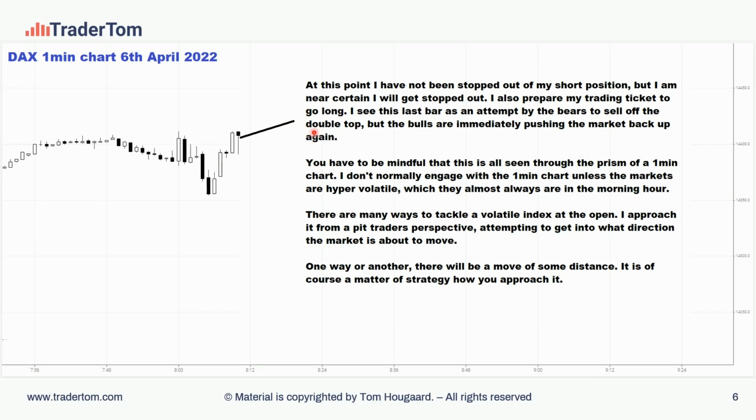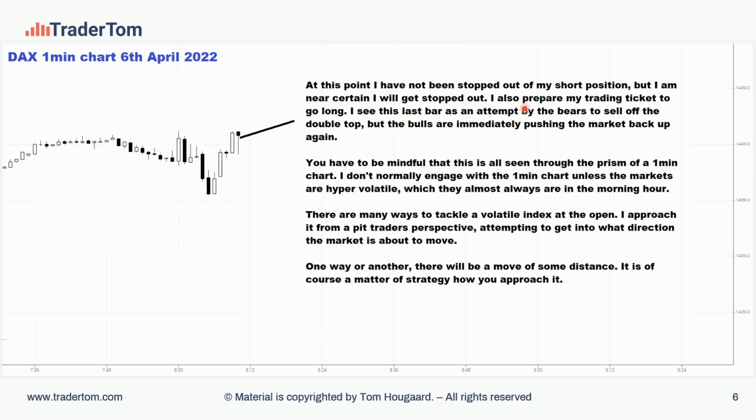At this point, I haven't been stopped out yet, but one thing that I notice on this bar here, even though it's a 1 minute bar, is the fact that this resistance that we would see up here, defined by the first 2 minutes of trading, it seems to me that's being respected, but only for about 30 seconds, after which the buyers are immediately pushing the DAX back up again.